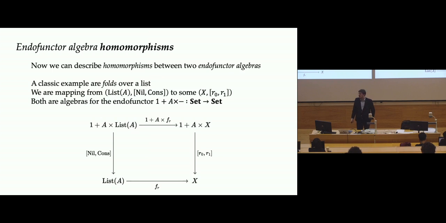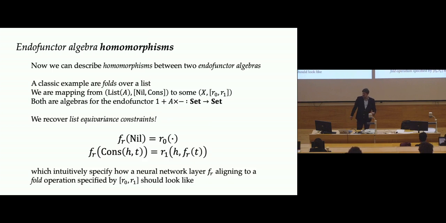And what do you know? Now you can have this f of r, which maps data that lives on a list, which might go in a neural network, to some output x, which might come out of that neural network once you've processed the list. And this gives us list equivariance constraints.